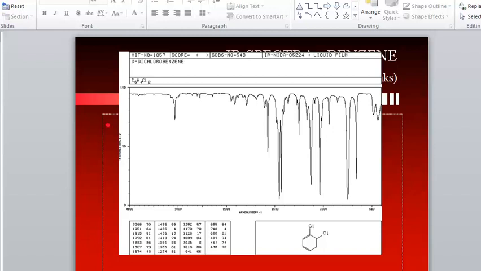This one's a lot busier over in that fingerprint region. And that's a very good sign that this is an aromatic for me when I begin to take a look and start assigning functional groups. So that's the story with aromatics and benzene.